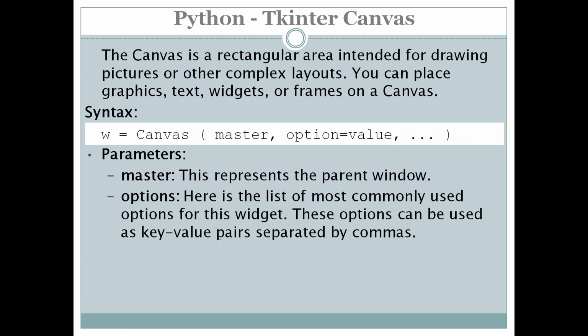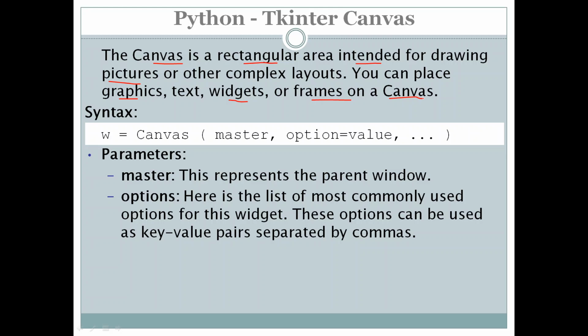The next widget is tkinter canvas. The canvas is a rectangular area intended for drawing pictures or other complex layouts. You can place graphics, text, widgets, frames on canvas.